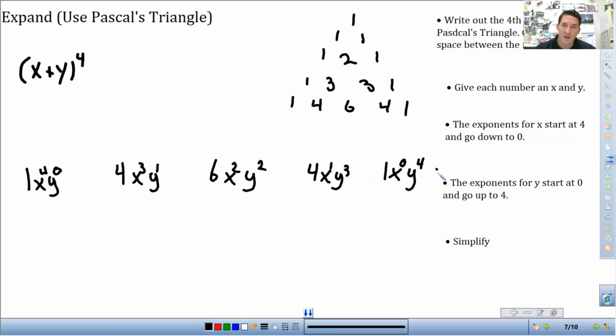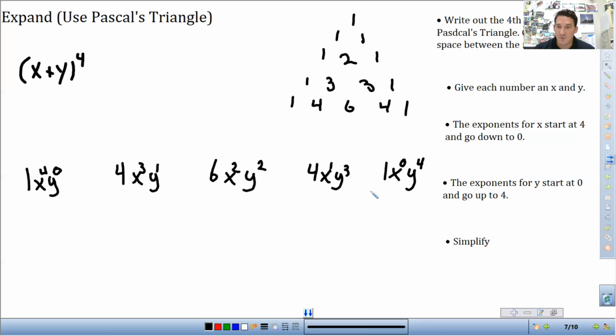4. One way to double check this is to make sure the exponents add up to 4. So 4 plus 0 is 4. 3 plus 1 is 4. 2 plus 2 is 4. 1 plus 3 is 4. 0 plus 4 is 4. All right. And then we simplify.